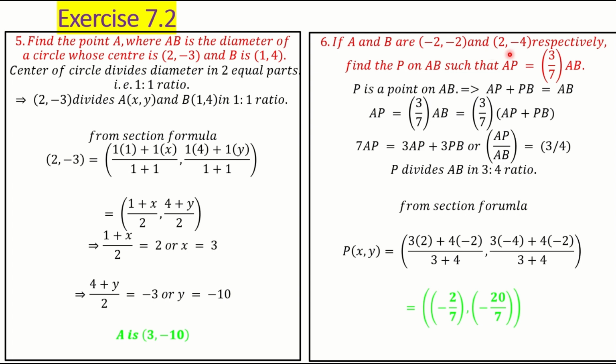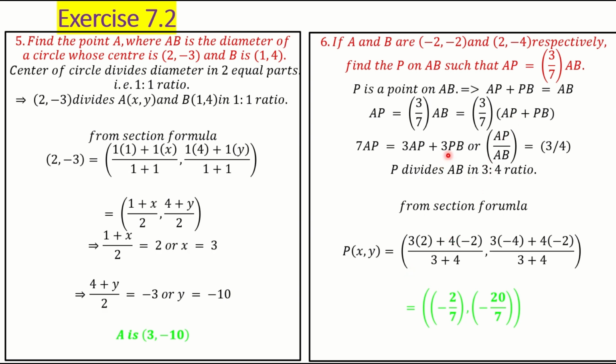A and B are given. Find P on AB such that AP equals 3/7 AB. AB is nothing but AP plus PB. So AP equals 3/7 AB, which is given. If I substitute that, what I will get is AP by PB is 3 by 4. That means P divides AB in 3:4 ratio. So I'll just apply the section formula for 3:4 ratio and then I'll get the values here.